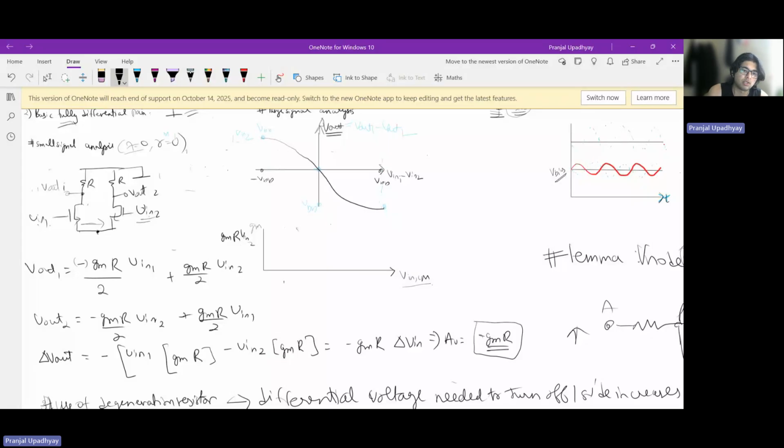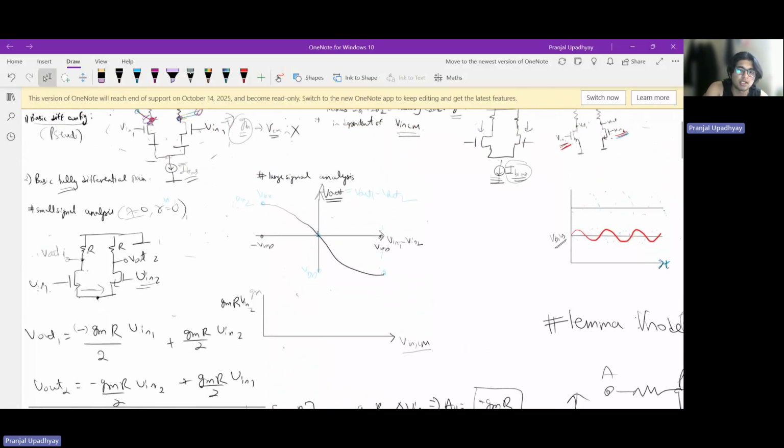If I had taken the output from here, it will be minus GmR by 2. And if my V out 2 is the output, it will be GmR by 2, right? So we now can appreciate the difference in gain between fully differential and single-ended differential amplifier. This is a basic idea about the large signal analysis, and I think we have seen this again and again.